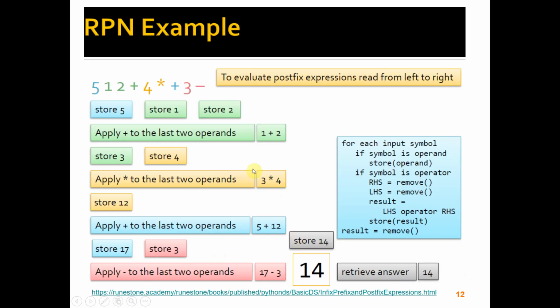So RPN or postfix notation uses a stack to store operands, and it evaluates each operation using the pop operation. And this postfix notation is maybe not very user friendly for us to use, but for the compiler it has certain advantages.